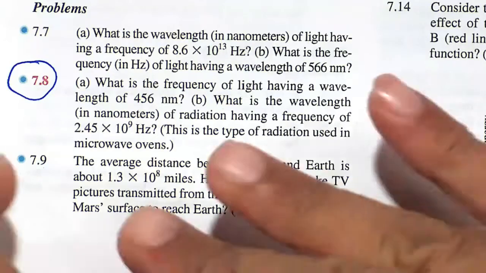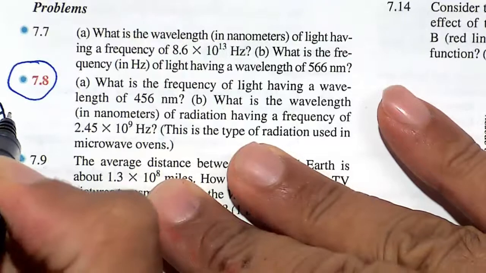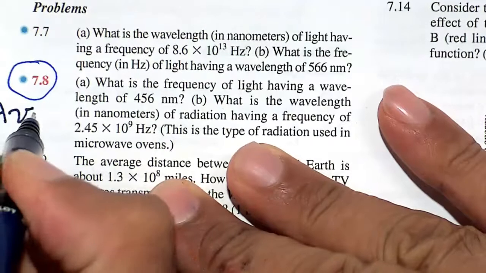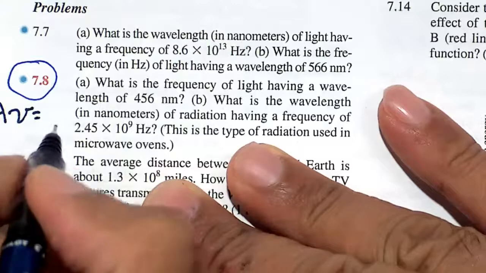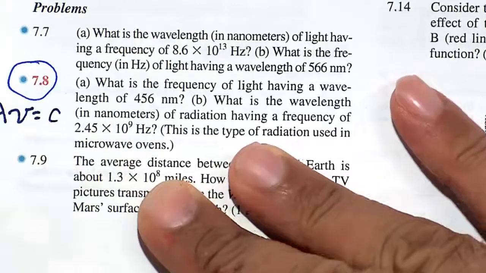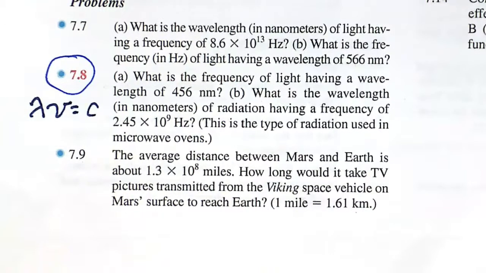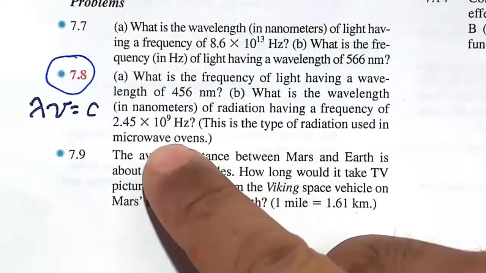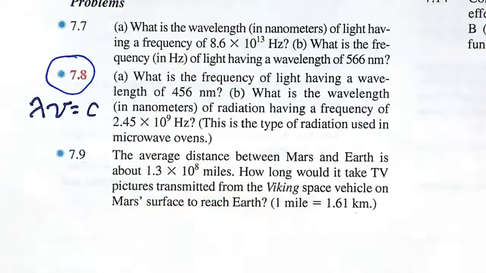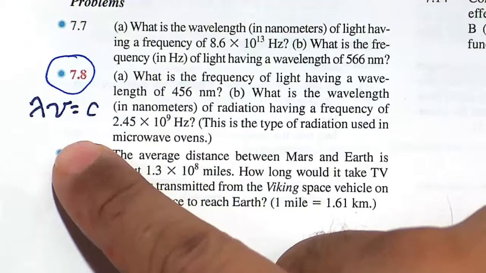We also have to recognize that the wavelength lambda times the frequency v, how fast the wave travels, is going to equal some speed. And again, since this is electromagnetic radiation, it's going to travel at the speed of light, which is 3 times 10 to the 8 meters per second. This has to do with the electromagnetic spectrum, and microwave radiation is definitely a part of the electromagnetic spectrum. So we're going to utilize this equation here.